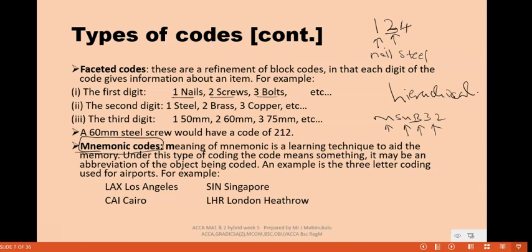An example is the three-letter coding used for airports. When you go to airports, you can see codes like LAX or CAI in a passenger terminal. LAX stands for Los Angeles, and CAI for Cairo. SIN for Singapore, and LHR is London Heathrow. So a mnemonic code usually gives you a hint of what you want to search.